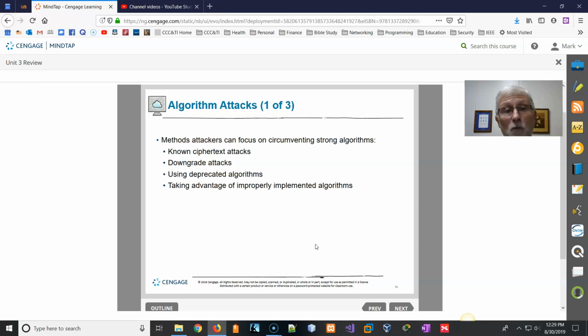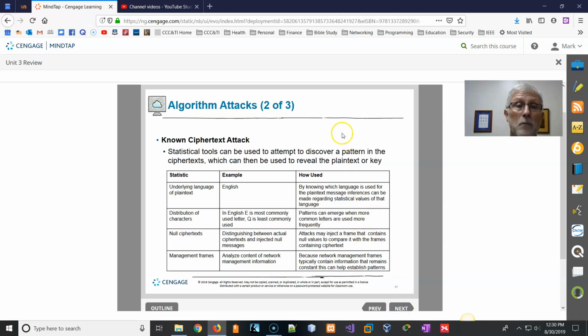Maybe I can use weaker algorithms or take advantage of maybe not properly implementing the algorithms, because all these algorithms take work to implement correctly, and if I want to be lazy, I can cause a problem. Now, known ciphertext attacks use statistical tools that attempt to discover a pattern in the text. And that way maybe they can reveal the plain text or the key itself. So there are several different options out here.